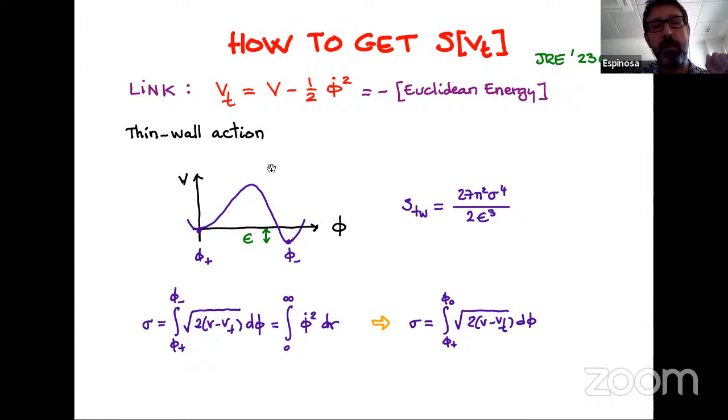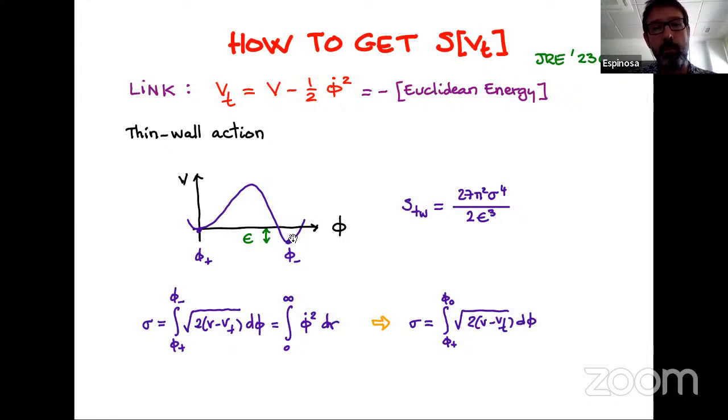This applies whenever you have a potential like this, in which the two vacua are separated by a small energy difference, epsilon here, in which case the action for tunneling can be calculated semi-analytically and is given by this simple formula here. It depends on the energy difference, and the quantity sigma, which is the wall tension, is given by this integral that has a WKB flavor to it, okay?